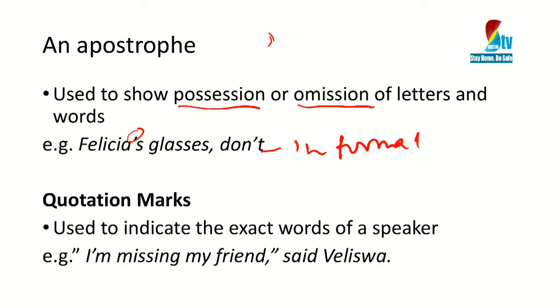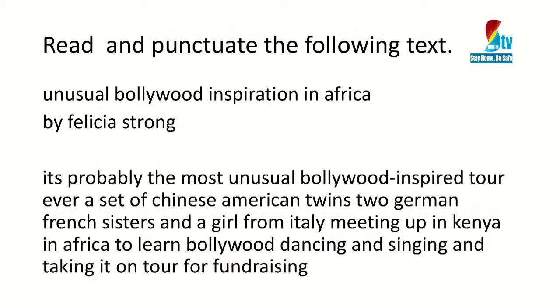And then definitely we have quotation marks, which are used to indicate the exact words of a speaker. For example, "I'm missing my friend," said Veleswa. This is all about me. Okay, it's direct. It's all about me. And I'm sure already you are seeing the apostrophe, the usage of it over there, my dear learner. Now, earlier on I mentioned the italics, the dash and the hyphen. We'll get time to actually expound on those, my dear learner, in upcoming lessons, that is in the future.